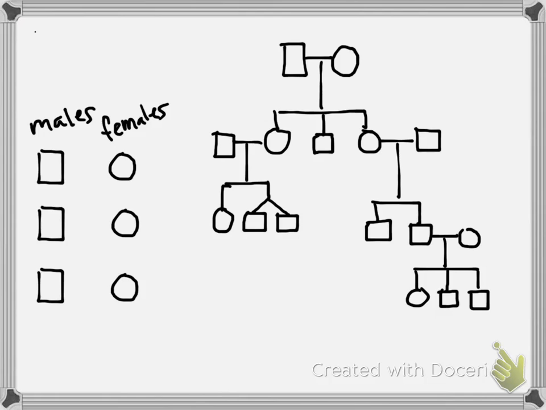So if we have some trait that we know about that's controlled by a single gene, we can show the following. So an open circle or square would be unaffected. Let me write it here. So this individual does not have the gene that we're talking about. They are unaffected, they don't carry it.